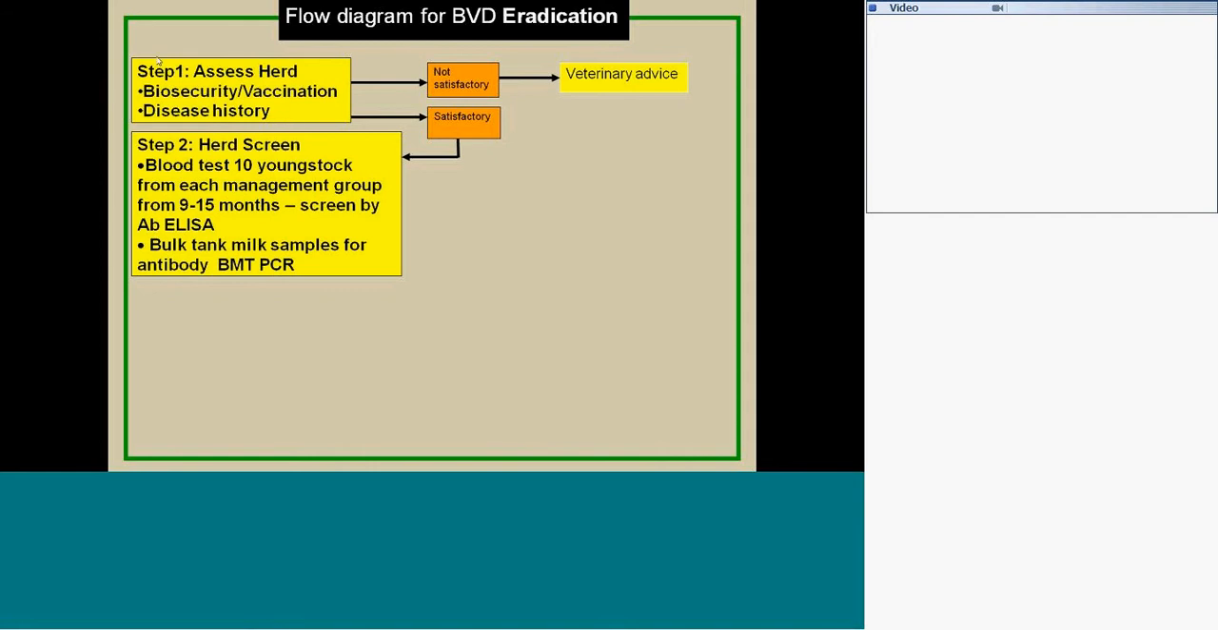When you get to a point where you think you've got this to a level that is satisfactory and is going to have an effect, the next stage that I like to go through is a herd screen. So this isn't a whole herd test. We're not testing every animal in the herd now. We're testing small cohorts. So we might do a bulk milk sample. We might take 10 young stock aged between 9 and 15 months in the herd and test these for antibodies.